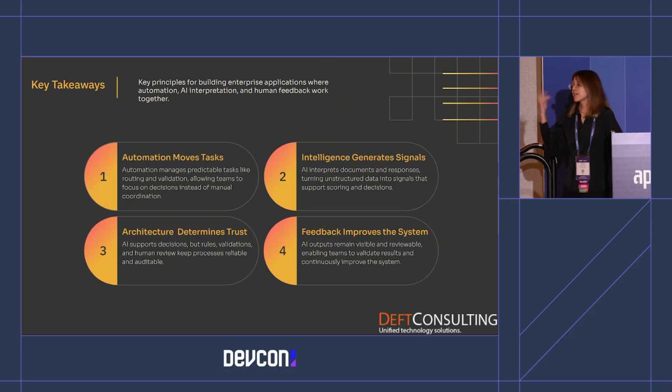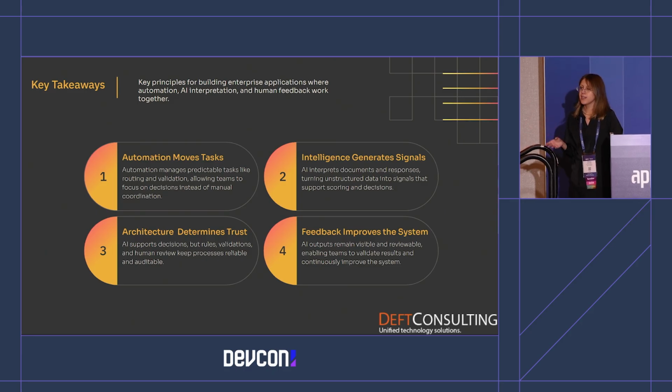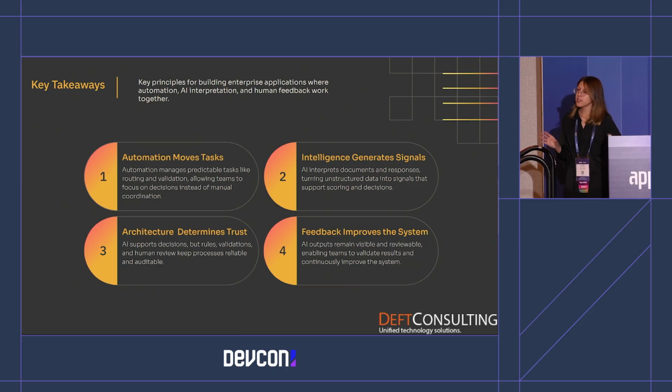Then, architecture determines trust. A big thing that I have seen is that often we add all of this AI, but either end users or managers in the process don't really trust what is being produced, right? Because AI is not 100% reliable. We don't know if the prompt was correct.